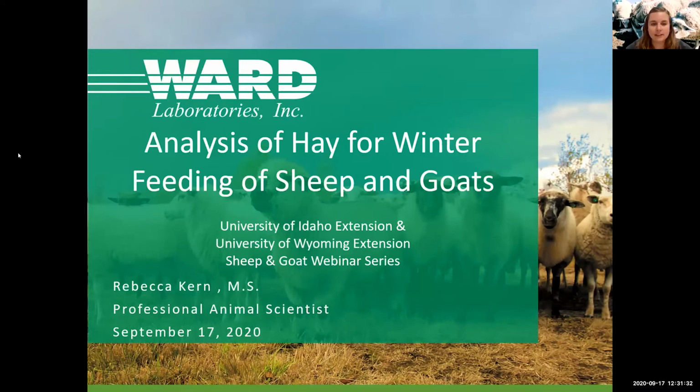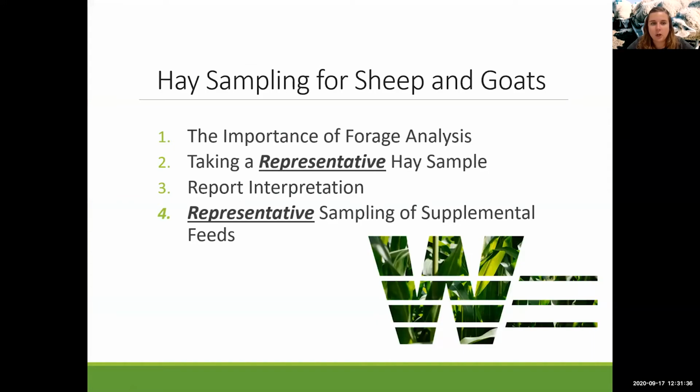All right, thanks, Melinda. Okay, so we'll just jump right into it. We're going to talk about hay sampling for sheep and goats, and at the end we're going to look at some sample reports that we're going to gear our interpretation for flushing and then gestation, as I think many of you are probably hitting that point in the year. And then we're going to talk about some supplemental feeds and how to properly sample those, and Melinda, of course, is going to tie it all together.